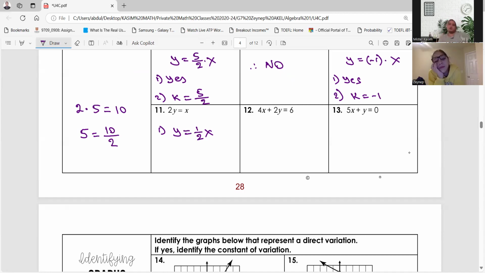Zainab, how about the next question? First, I ask you to express y in terms of x. Do it in your notebook. Can you solve this equation for y? Question 12. Solve it for y. Solve it for y means, can you isolate y?